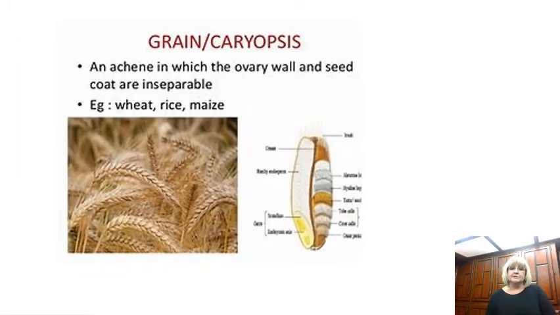On your grains or caryopsis, an achene in which the ovary wall and seed coat are inseparable. So this would be like your wheat, your rice, and your maize.